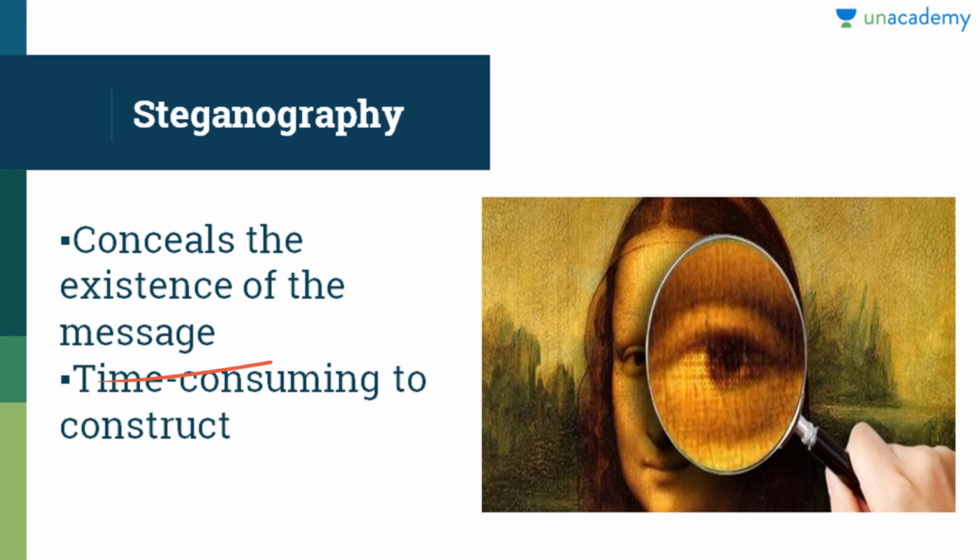So far we have learned about cryptography, right? Cryptography does not conceal the existence of the message, right? So the intruder knows that the message exists, but it has been encrypted. Steganography conceals the existence, so the intruder might not even know that the message is there.